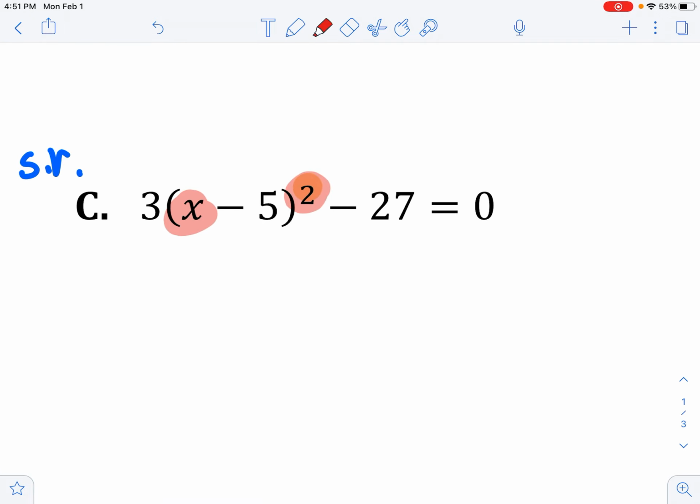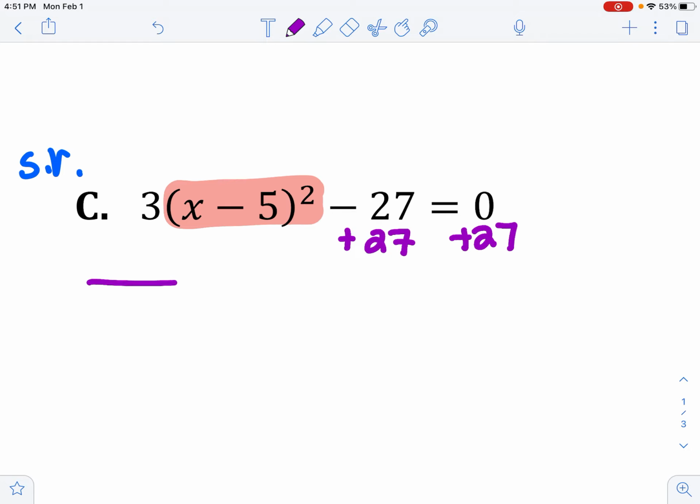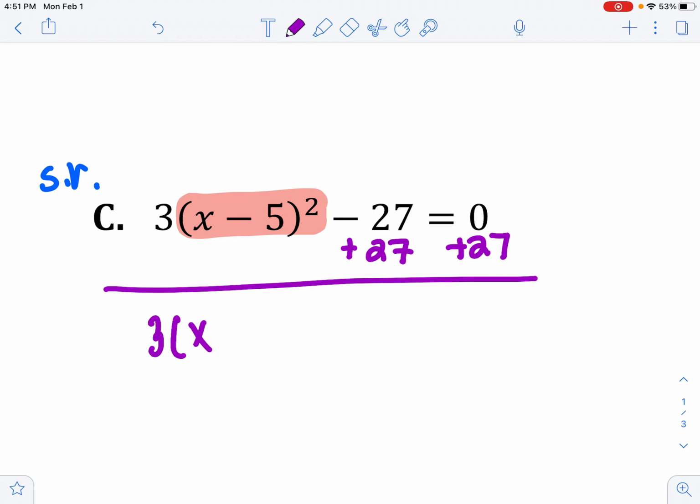Let's do the square rooting, we said. I want to solve this one by square rooting also, but if you look at what the square is on, I'm going to erase everything I highlighted. The square is on the x minus 5. So I have to get the x minus 5 quantity squared by itself so that I can square root. So step number 1 is to add 27 to both sides. I have 3 times x minus 5 quantity squared equals 27.